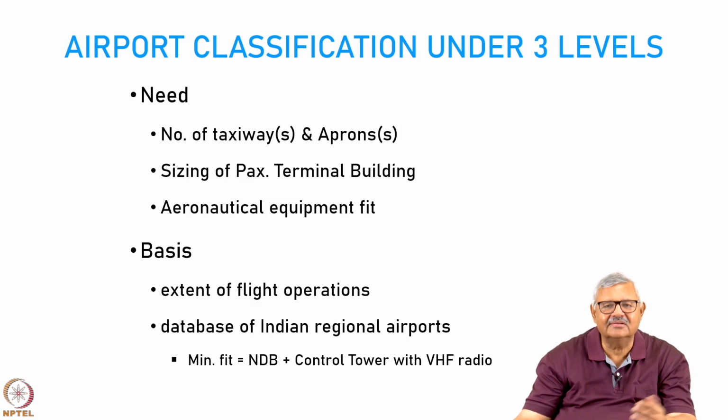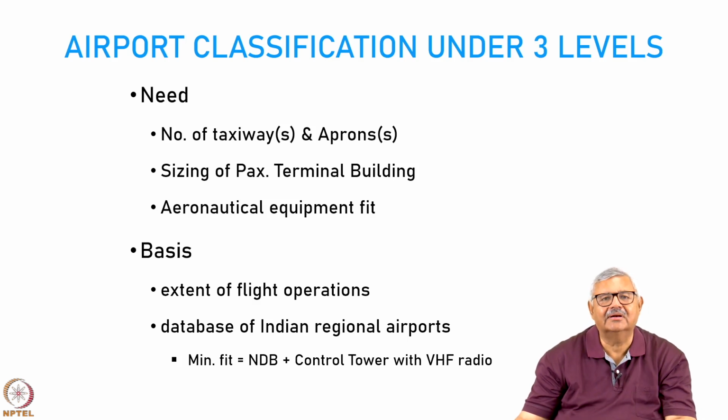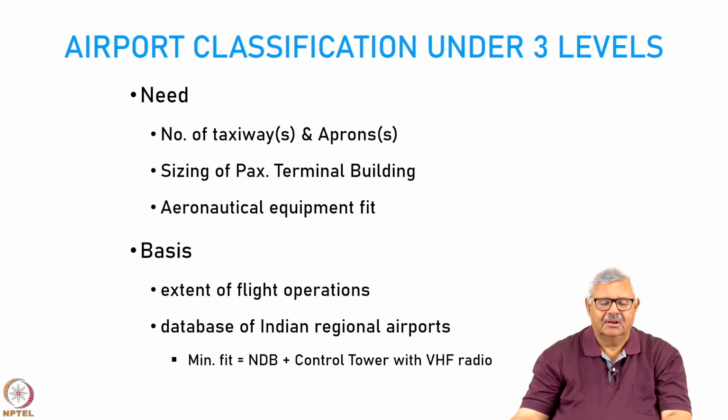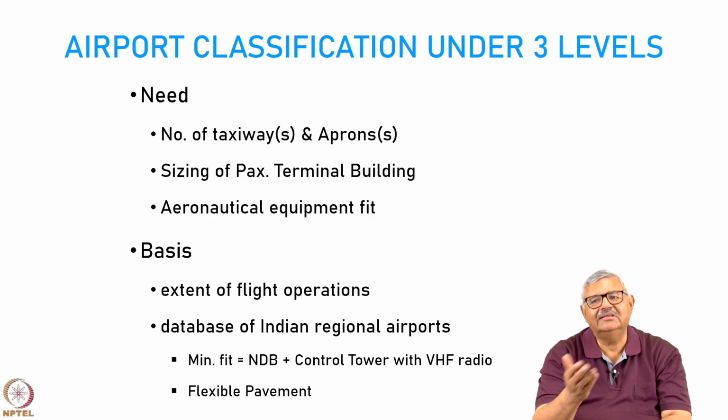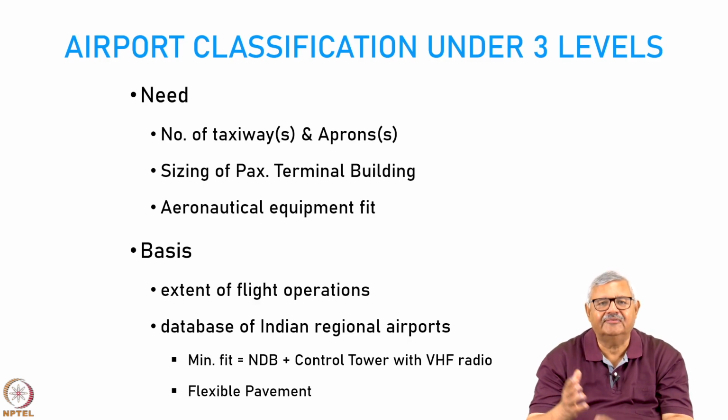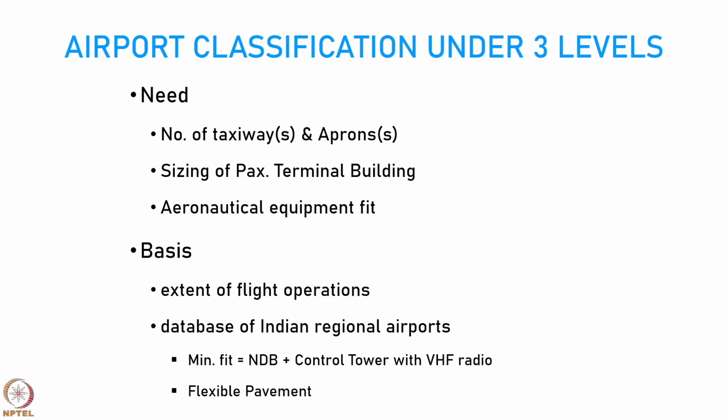As the level increases, we also provide manpower at the control tower to take care of the operations. And also the pavement of an airport could be a rigid pavement or a flexible pavement. Normally the rigid pavements are used or required for very heavy and large size aircraft, but we are looking at regional and commuter aircraft, so we found out that we can manage with a simple flexible pavement.